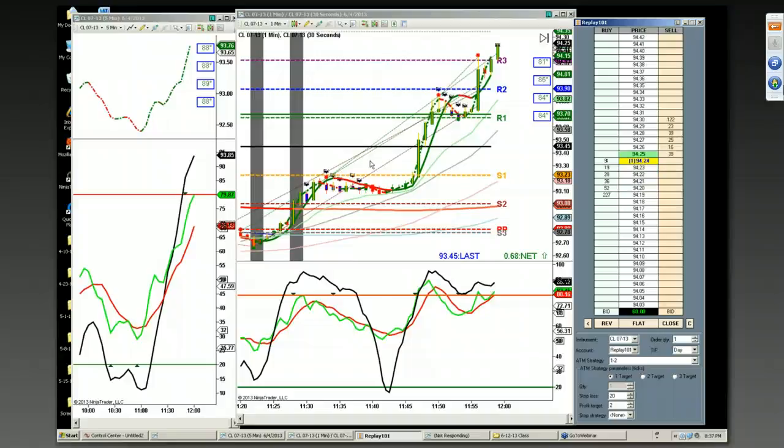It hasn't quite cleared the R3 yet, but look what it did. I mean, you definitely had some scalps in there. You had some scalp opportunities in there.